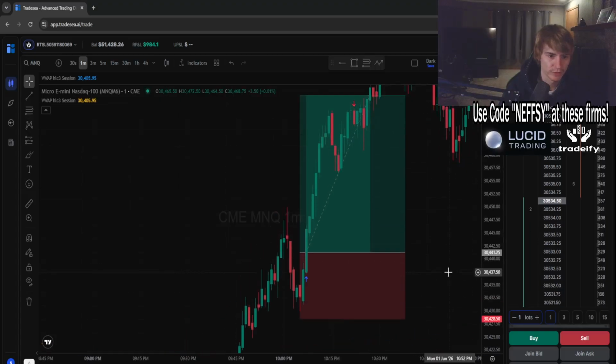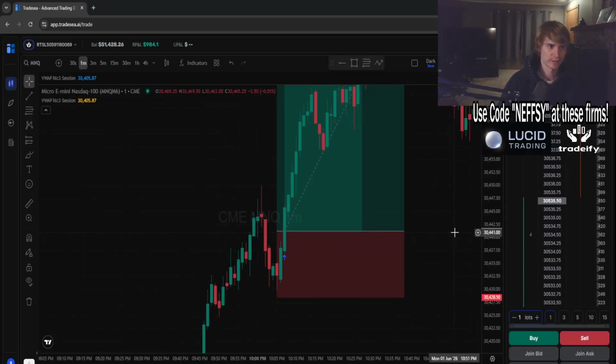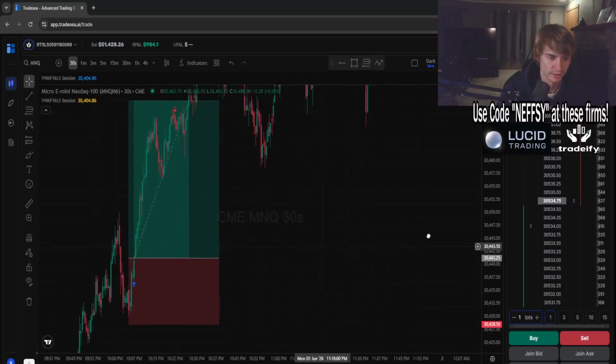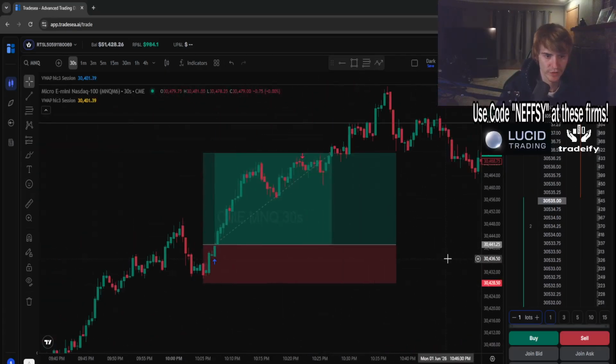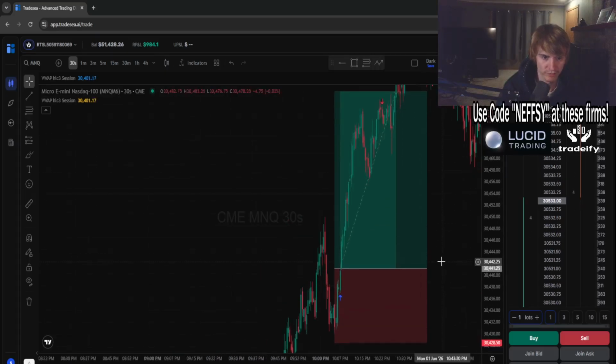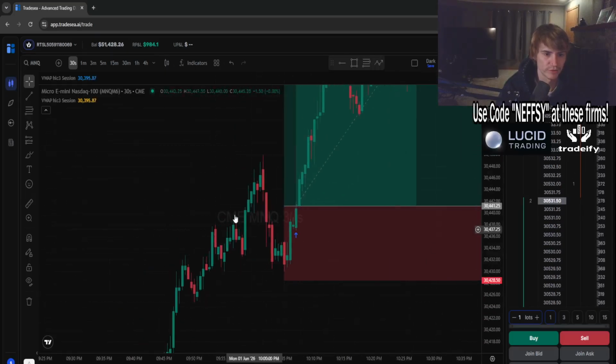But what I was looking for, when you were looking for this, is you drop into the 30 second. I'm in the 30 second, and the reason I use the 30 second is because I can kind of see how price is moving, and it's easier for me to get more of a sniper entry. I'm trying to snipe this entry. I'm trying to get as little drawdown as possible, and I'm trying to snipe the continuation off of a retest. So I'm looking for a retest in here.